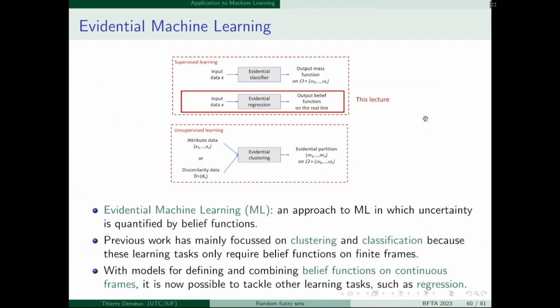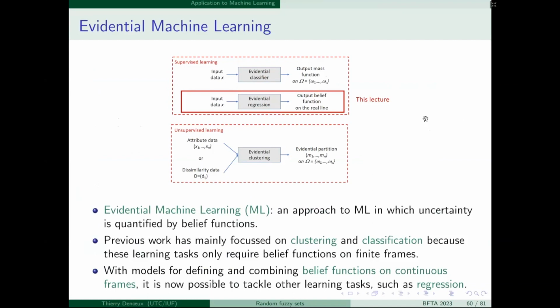Okay, evidential machine learning. You already have a good idea of it now because I told you about evidential clustering, and this is unsupervised learning. And Professor Zhongge Liu yesterday told you about classification. So in general I call evidential machine learning an approach to machine learning in which uncertainty is quantified by belief functions.